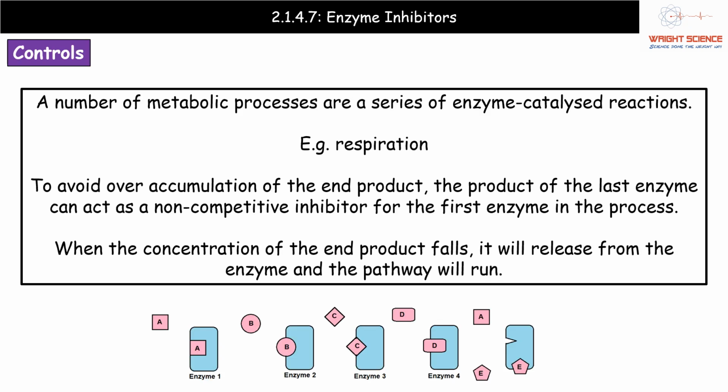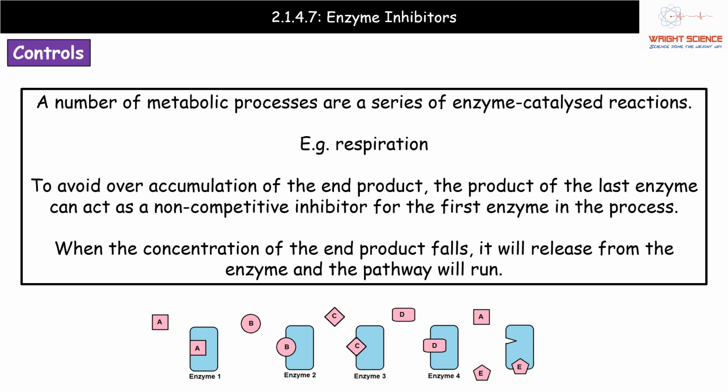Let's look at this in a bit more detail then. If we think about a range of metabolic processes in our living organisms, then what we tend to find is that these are going to be a series of enzyme catalyzed reactions. So it's not just a single reaction catalyzed by a single enzyme, but we actually have this little series of different enzymes catalyzing different reactions as they go through the larger process. And a great example that's going to come up in one of the later units is respiration.